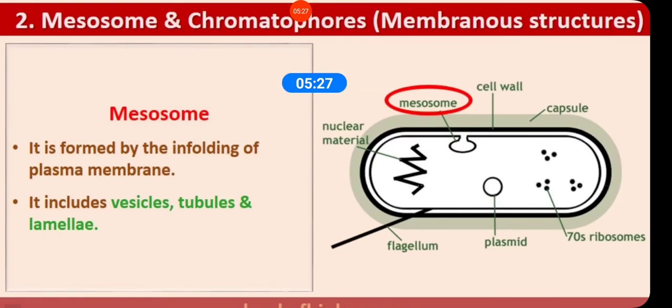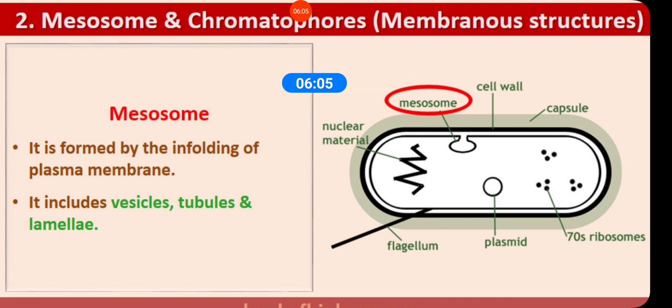Then coming to mesosome, you can see the circled one, that is a mesosome. They are the extensions of the plasma membrane. You can see capsule, and then the cell wall, and then the mesosome, then the plasma membrane, and the plasma membrane has an extension that is called a mesosome. That may be in the form of vesicles, tubules, or lamellae. Any of the types, but it will always be joined with the plasma membrane because it is the extension of the plasma membrane.